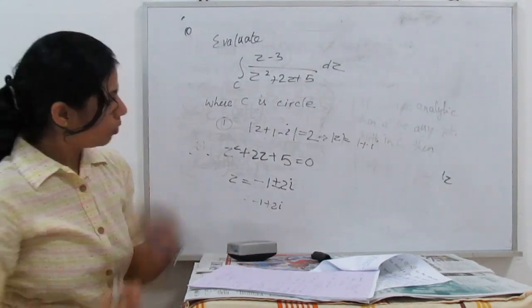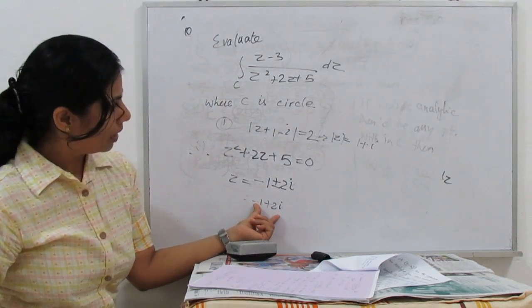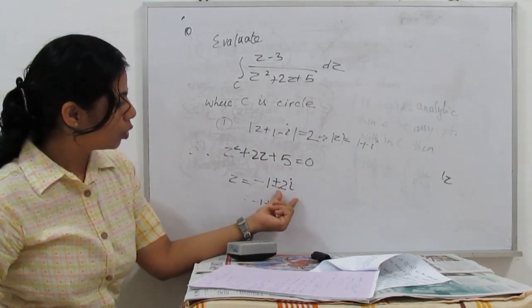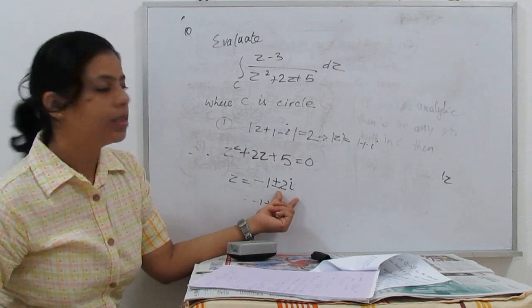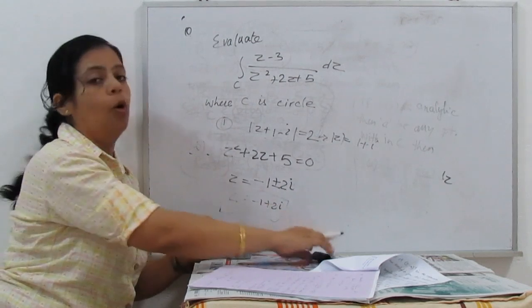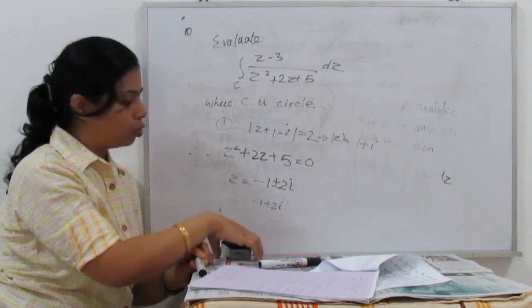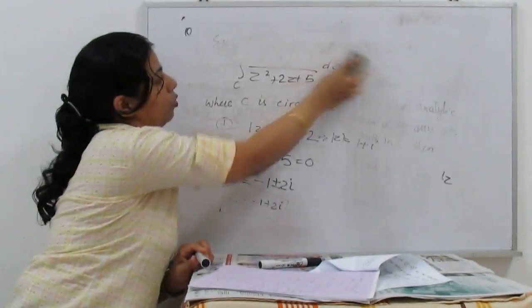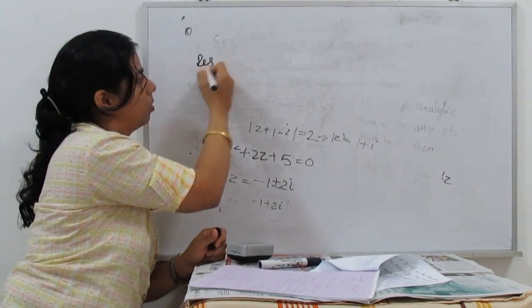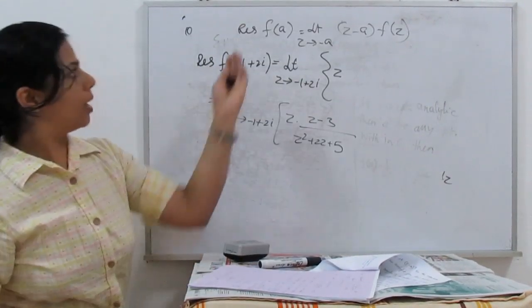How to decide? We can see minus 1 plus 2i lies within the circle, but minus 1 minus 2i does not exist inside this circle. So we use only this pole for finding the value of the given integral. Now using this pole, what does our residue theorem say? Residue at a, using the residue theorem. What is our residue theorem?